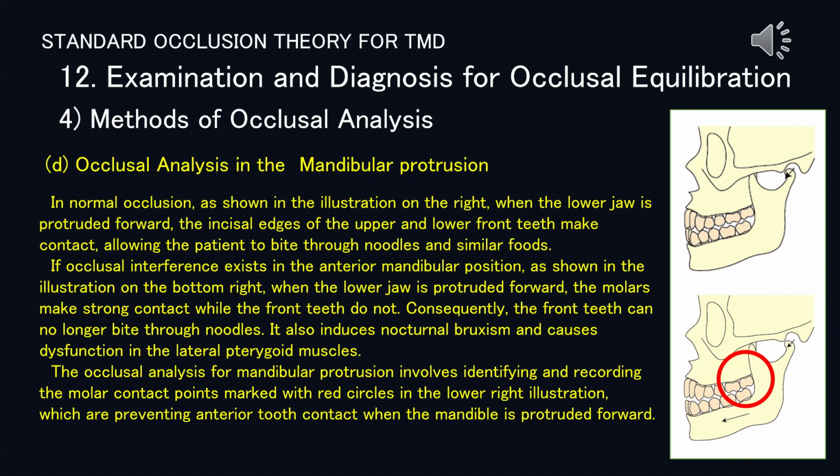It also induces nocturnal bruxism and causes dysfunction in the lateral pterygoid muscles. The occlusal analysis for mandibular protrusion involves identifying and recording the molar contact points marked with red circles in the lower right illustration, which are preventing anterior tooth contact when the mandible is protruded forward.